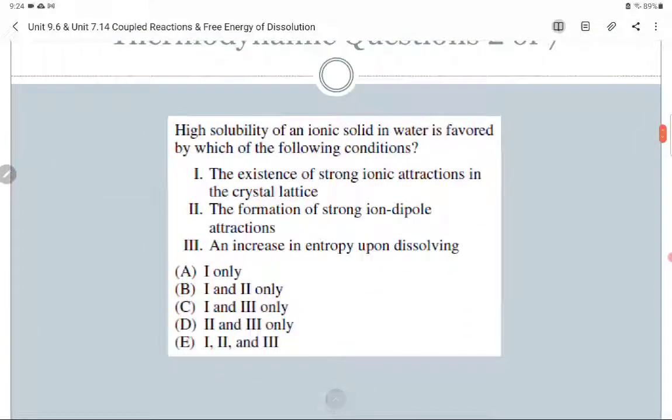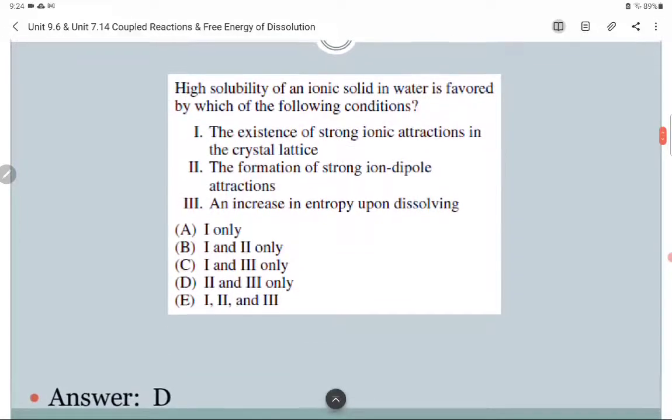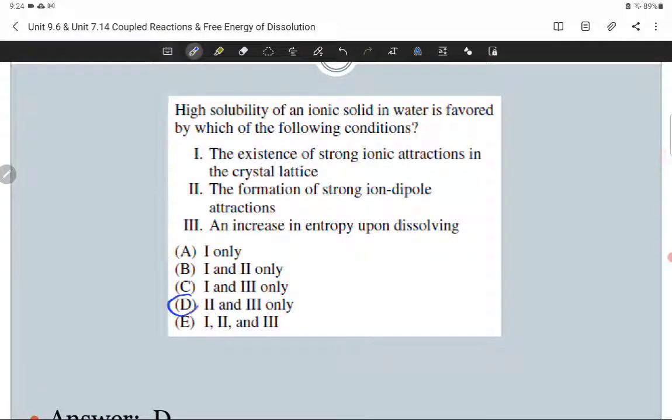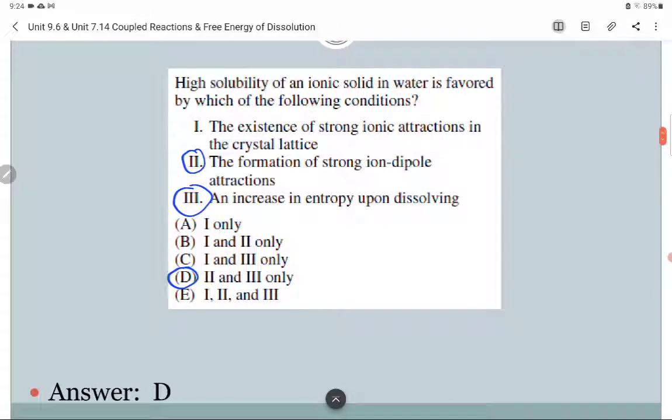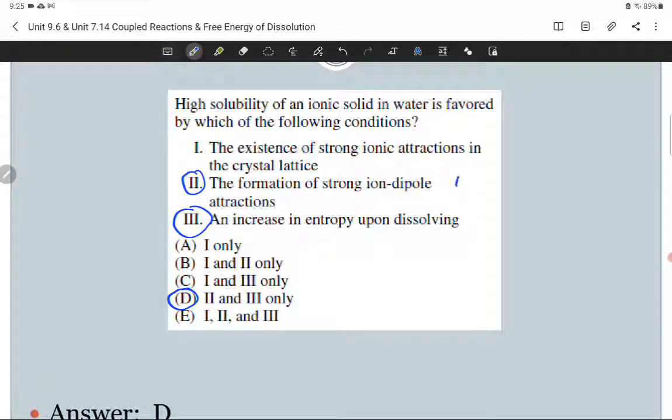Second question here. High solubility of an ionic solid in water is favored by which of the following? Like always, we know the answer. Let's see if we can figure this out here. Let's see if we can use this idea. I don't know if we will or not.